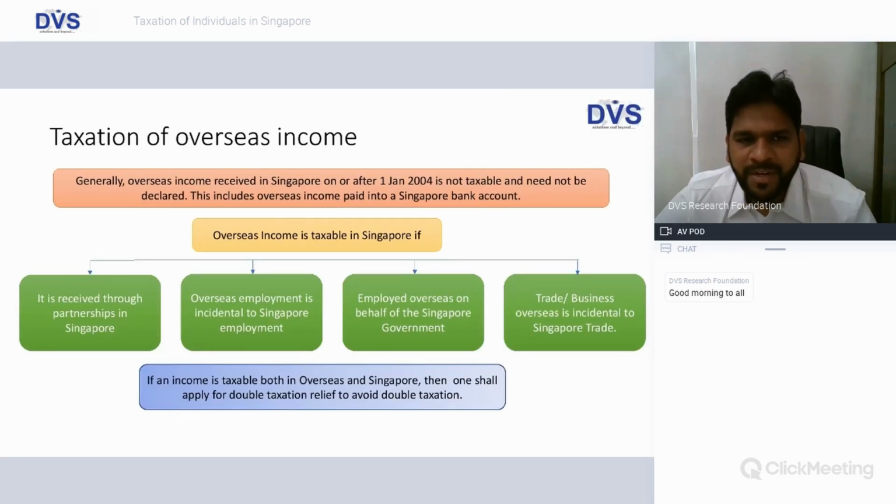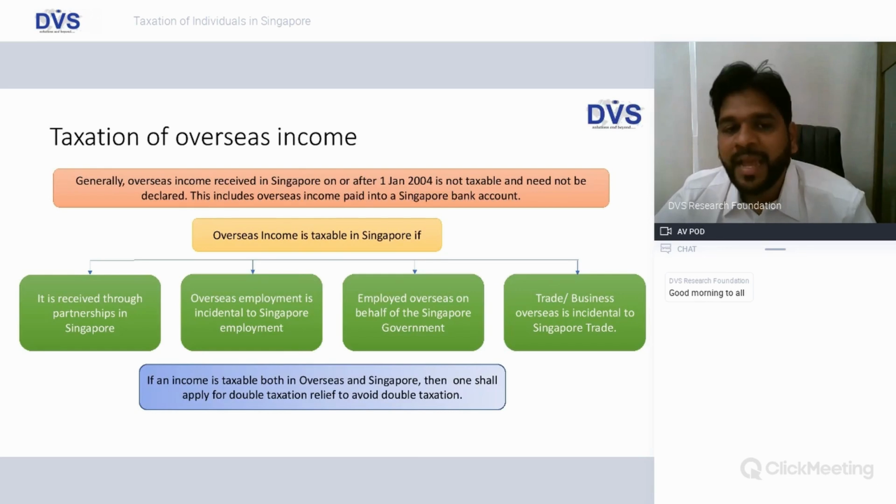Overseas income which is received in Singapore on or after 1st Jan 2014 is generally not taxable, and need not be declared as well. This also includes income which is paid into the Singapore bank account of the individual SSE. However, this should be purely foreign or overseas income which is being received.